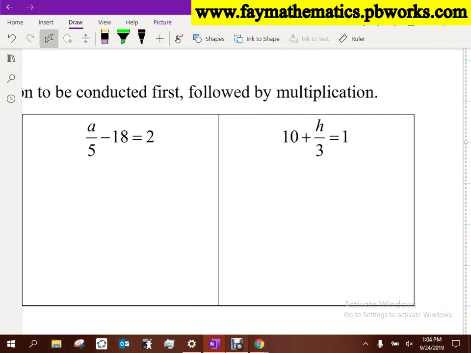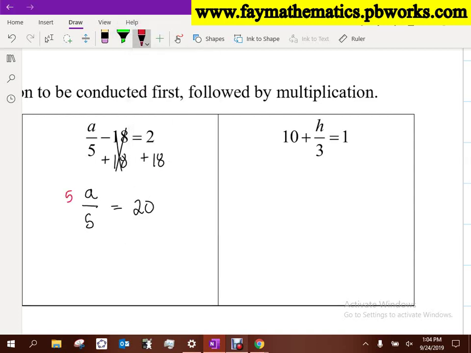All right, so what do we do on this first one? A over 5 minus 18 equals 2. Add 18, good. Add 18, so that's going to make that go to 0. That's going to dissolve that, okay? And there we go. Then we're going to add 18 to this side. So A over 5 equal to 20, right? Now what are you going to do?